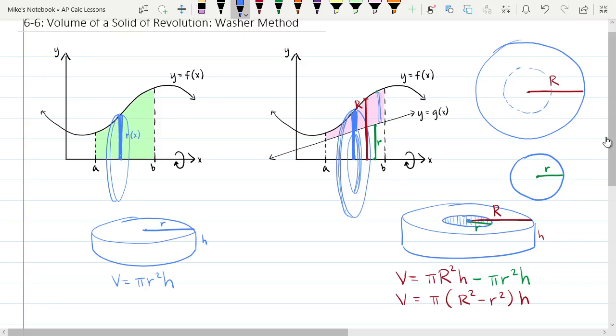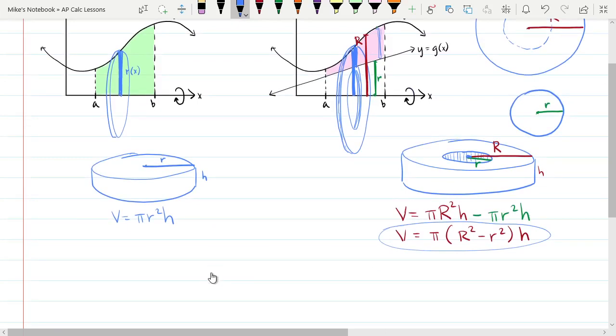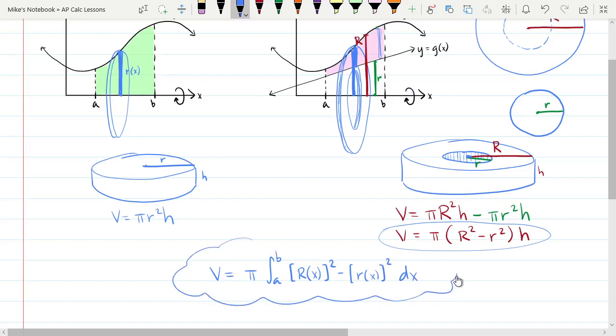Okay, so finally, keeping all of this in mind, if I were to take this equation right here, remembering that h is really going to become our delta x or our dx, what that now gives us for the washer method is that the volume is going to be pi times the integral from a to b of the expression for the big radius squared minus the expression for the little radius squared dx. And this right here becomes our formula for the washer method.